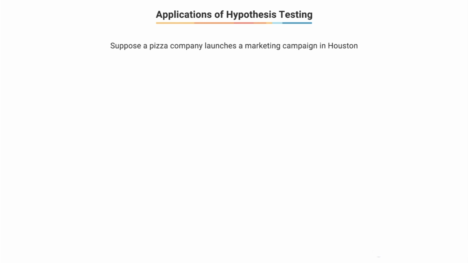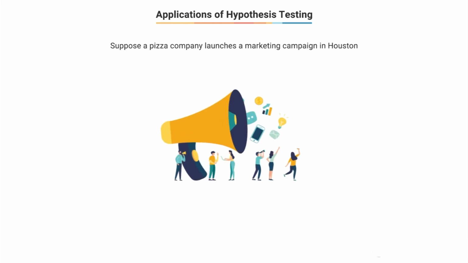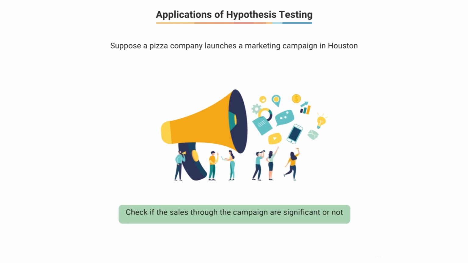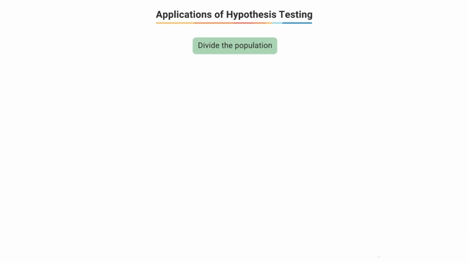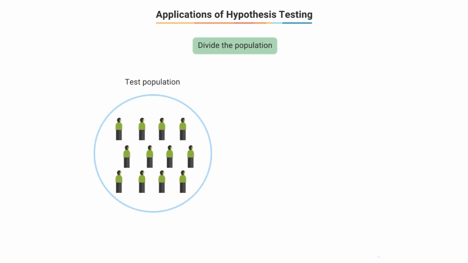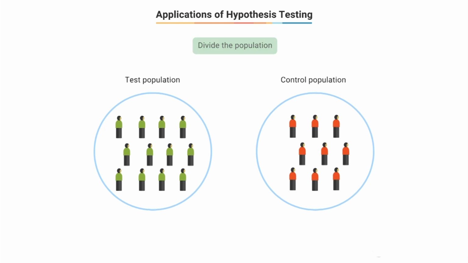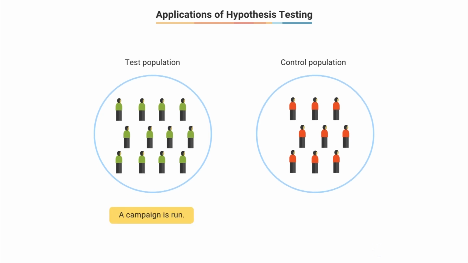So let's say a particular pizza company plans to launch a special campaign in Houston for a new pizza that they have come up with. Now they want to check whether the sales through the campaign are significant or not. So they will divide the population into a test population and a control population. The test population is where you run the campaign, and the control population is where you don't run the campaign.